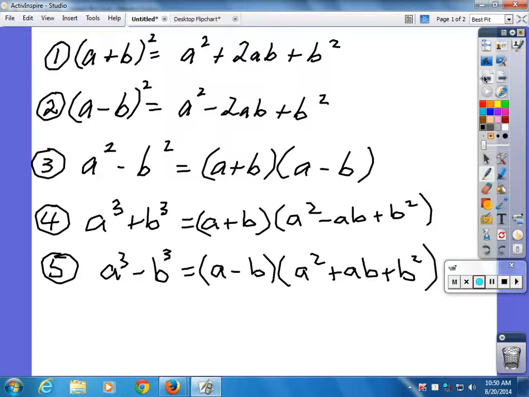2a plus 3 quantity squared. Well, the first thing you do is you look and see which one it looks like. It looks like the first one. Doesn't look like this one because that's a minus. Doesn't look like this one because 2 is not a perfect square. Doesn't look like this one because these are cubes. So it's got to be that one.